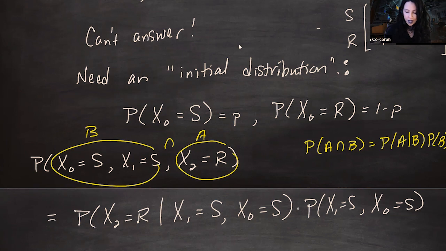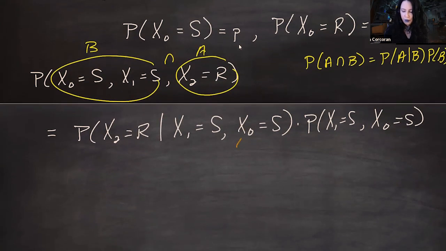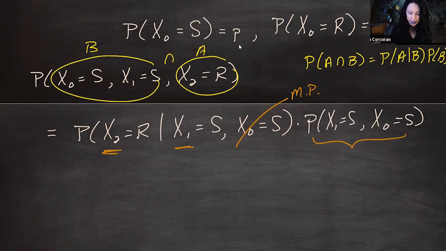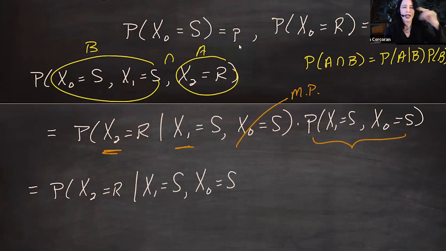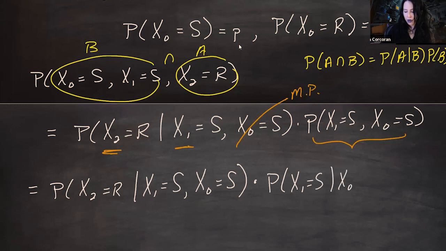At this point, in the first conditional probability there, we can get rid of this by the Markov property, because if we know where we are at time 1, the history further back doesn't matter. But I still have to deal with the second piece, and I want to turn that into a conditional probability as well. So this is x2 equals r given x1 equals s. I'm going to write the x0 and just cancel that out at the very end, so you can tell what piece went with what piece. But I can write that probability as x1 is s given x0 is s, times the probability x0 is s.